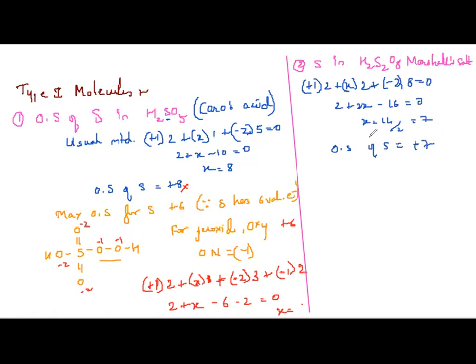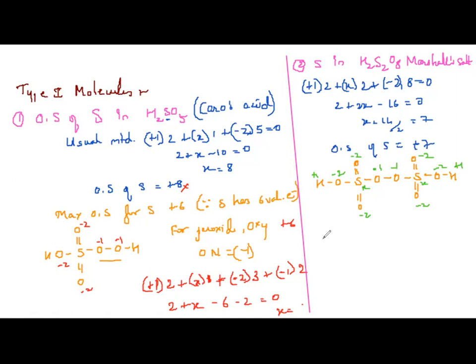Again, that is not possible. Look at the structure of H2S2O8, Marshall's acid: sulfur double bonded to oxygen, then sulfur, double bond O, and then OH is there. Let me write the oxidation states. This is +1, this is -2, this is -2, this is -2. I need to find sulfur X. This is the peroxy linkage, so oxygen will have -1 charge. Again, this is -2, +1. Now you solve it out.